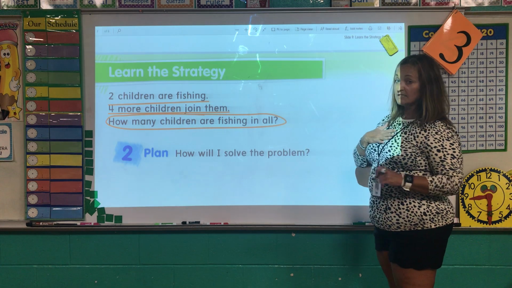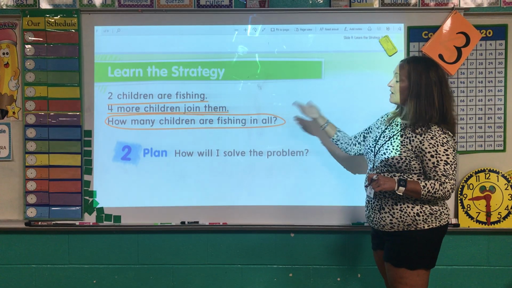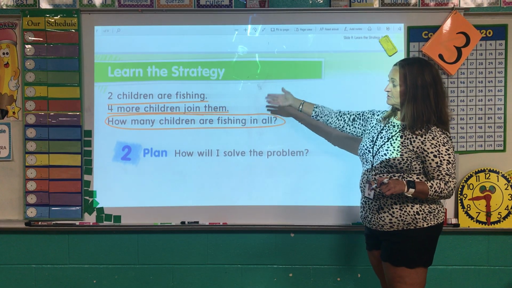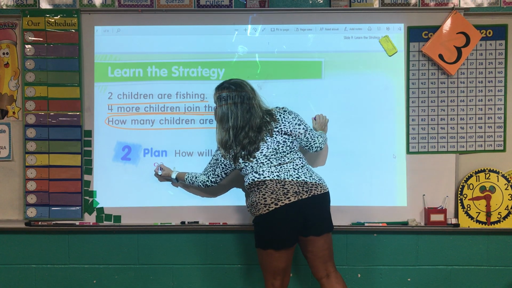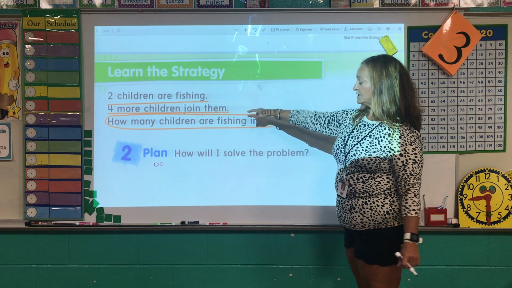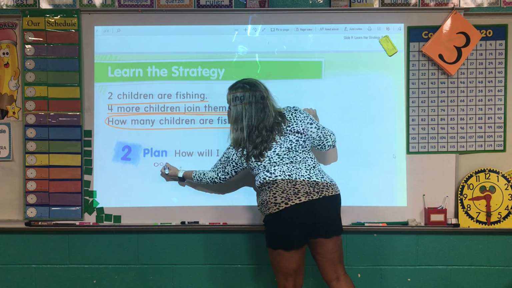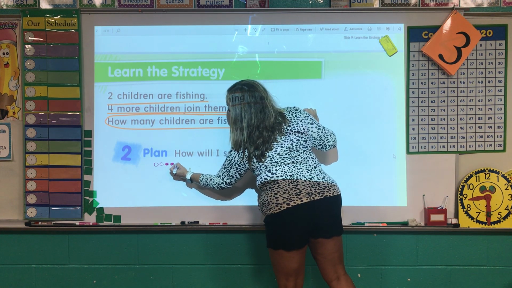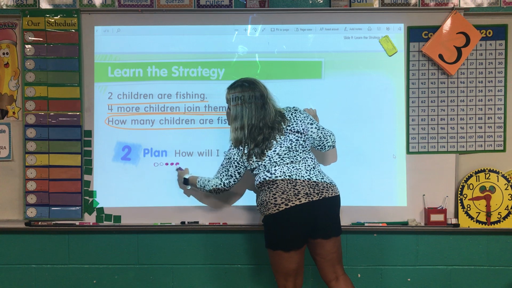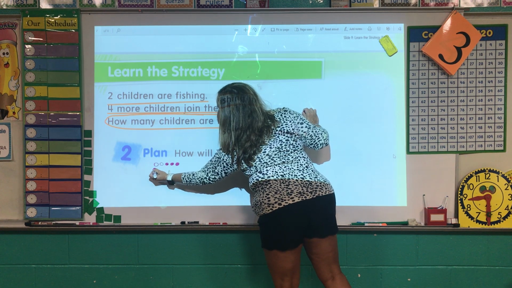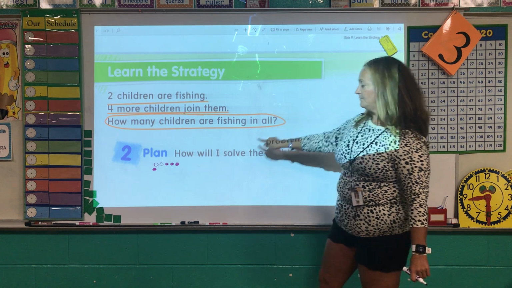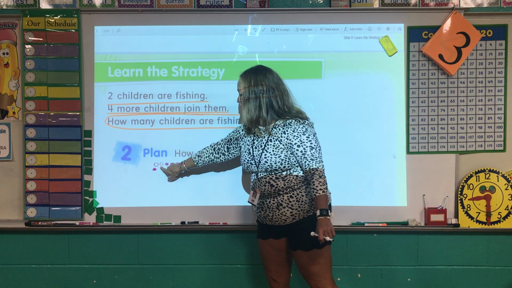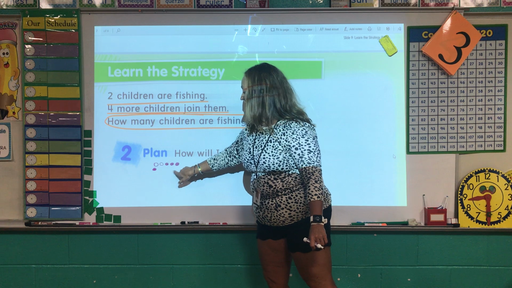Again, sometimes a drawing helps me, so I'm just going to do another drawing. It says there are 2 children fishing, so I'm just going to draw 1, 2, and then it tells me 4 more children join them. 1, 2, 3. There's my group of 5. 4. How many children are fishing in all? 1, 2, 3, 4, 5, 6.